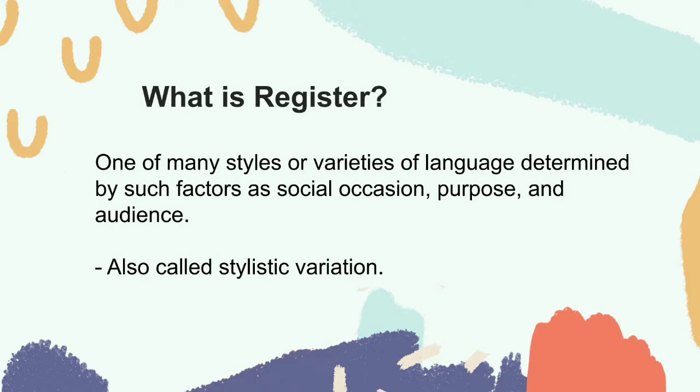The definition of register is one of many styles or varieties of language determined by such factors as social occasion, purpose, and audience. In linguistics, the register is defined as the way a speaker uses language differently in different circumstances. You probably behave very differently chatting with a friend than you would at a formal dinner party or during a job interview. This variation in formality, also called stylistic variation, is known as register in linguistics.